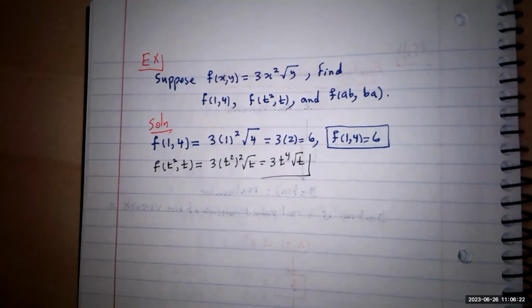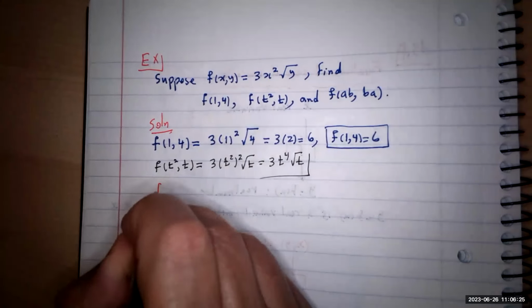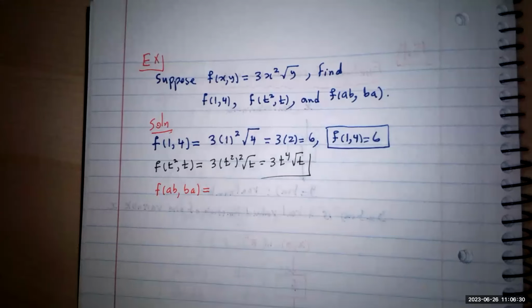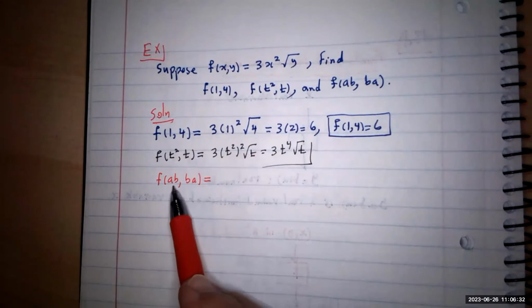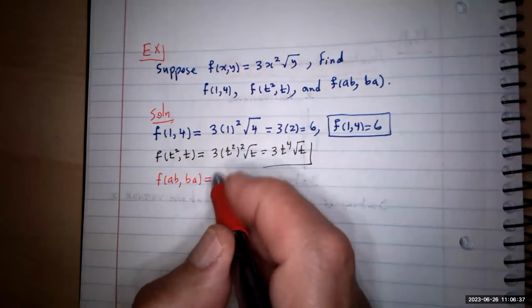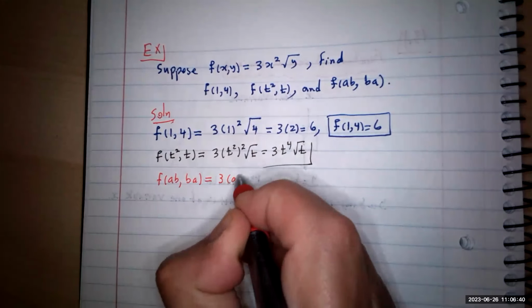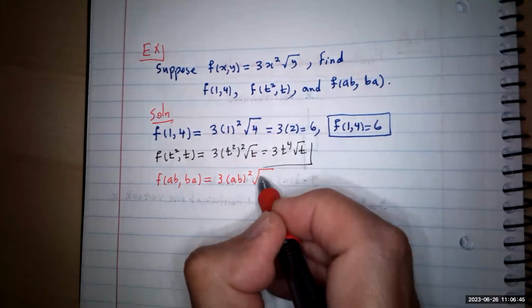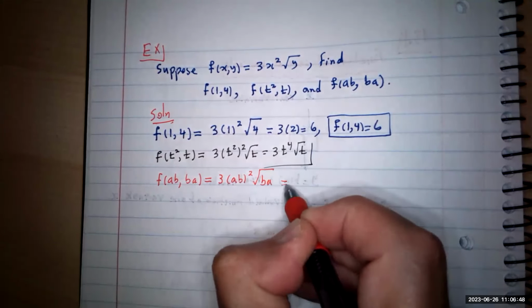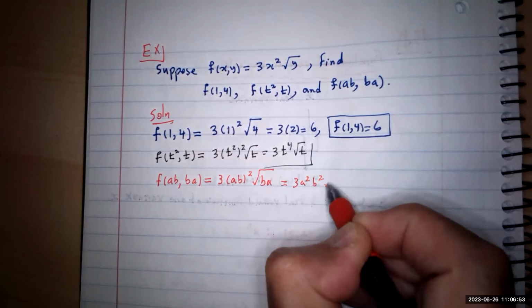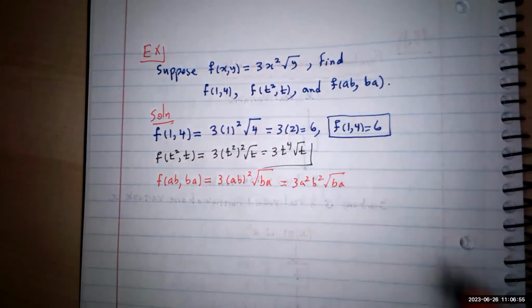And the last one, you want to find f of AB, BA. So again, you go to your function and you replace it by the corresponding values. AB is x, BA is y, and this is our function. So it's going to be 3 times x squared, which is AB squared, and the radical of y, which is BA. The only thing we can do is just square this one. That gives 3a squared b squared radical BA. And that would be the final answer.